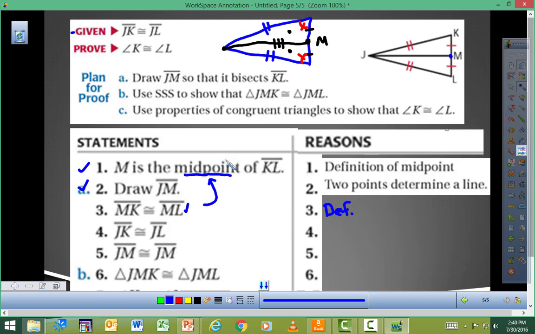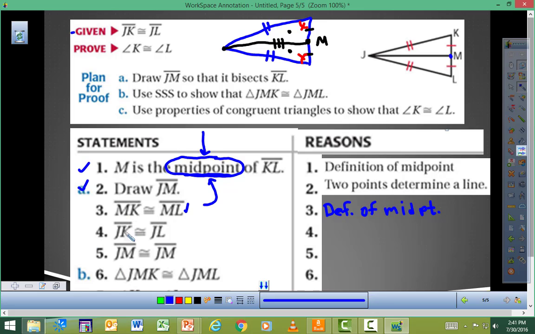Remember, often when you use a vocabulary word in a proof, like midpoint, it becomes the reason for another statement. So it's good to know your vocabulary words in geometry class. They come up all the time in proofs. Okay, so definition of midpoint. And I'm just going to abbreviate midpoint like that.